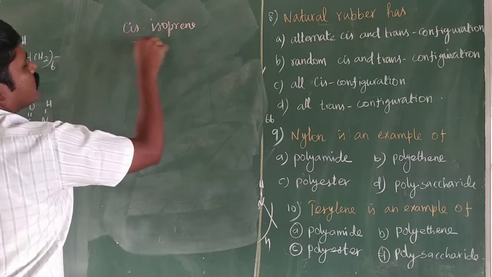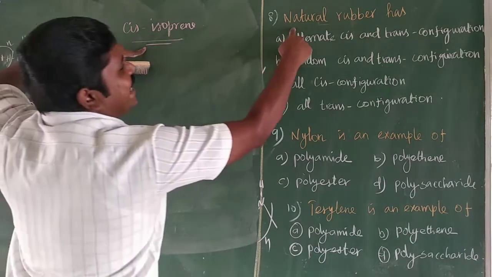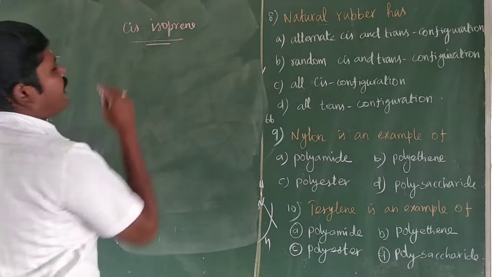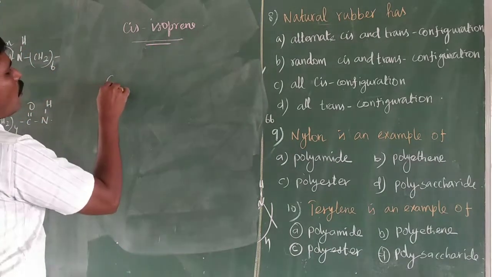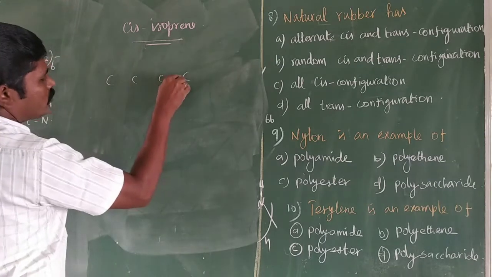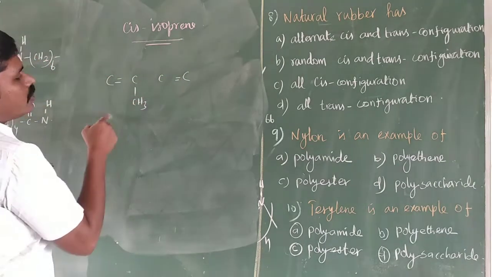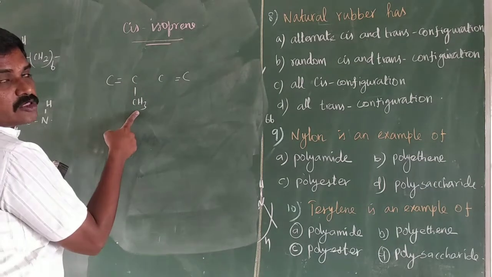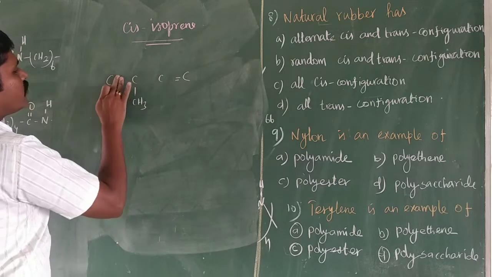Cis-isoprene. The monomeric unit of natural rubber is cis-isoprene. The structure of cis-isoprene: carbons 1, 2, 3, 4, with a CH3 group. It is 2-methyl-1,3-diene.